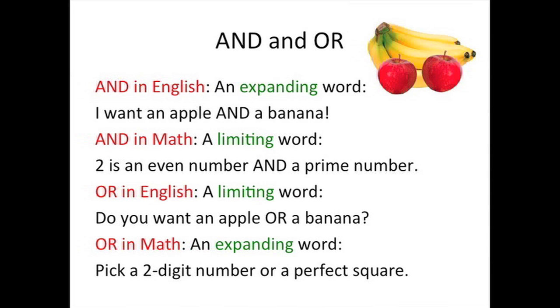And, or. And in English is an expanding word. I want an apple and a banana. But in math, it's a limiting word. 2 is an even number and a prime. Or in English is a limiting word. You want an apple or a banana? We don't mean both.